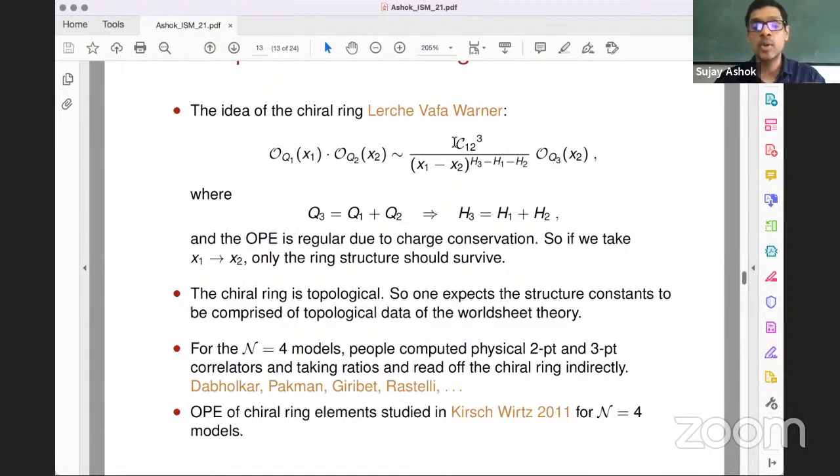Another point that I'll come to at the end is the fact that the chiral ring has been shown to be topological by work by Cecotti and Vafa. So one expects these structure constants to be determined by the topological data of the worldsheet theory on Y. And for N=4 models, what people did was to compute physical 2- and 3-point functions and then take ratios to read off the chiral ring. So here what we're going to do is directly compute the OPE from the worldsheet CFT.